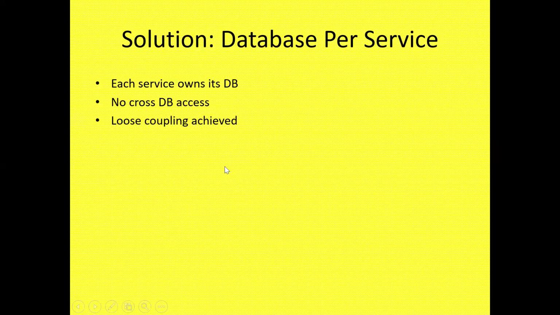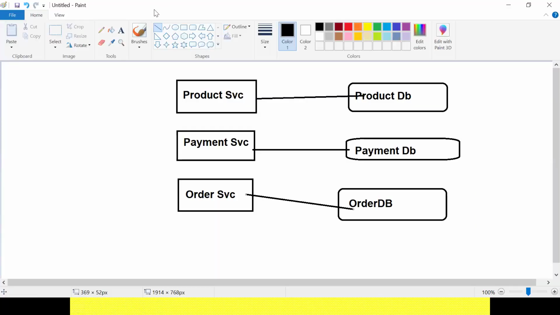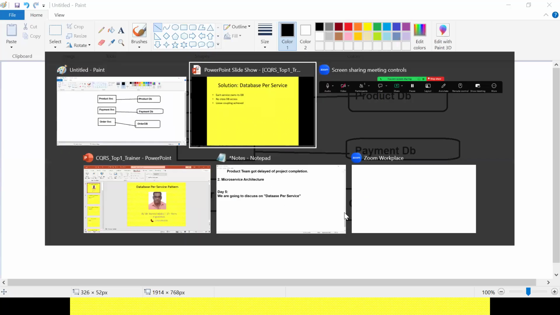Yes. And one more thing, no cross DB access. What does it mean? Can I access the payment DB from the product service? Is it possible? Not possible, because every independent service should have an independent database. That is the idea behind database per service. Did you get my point?